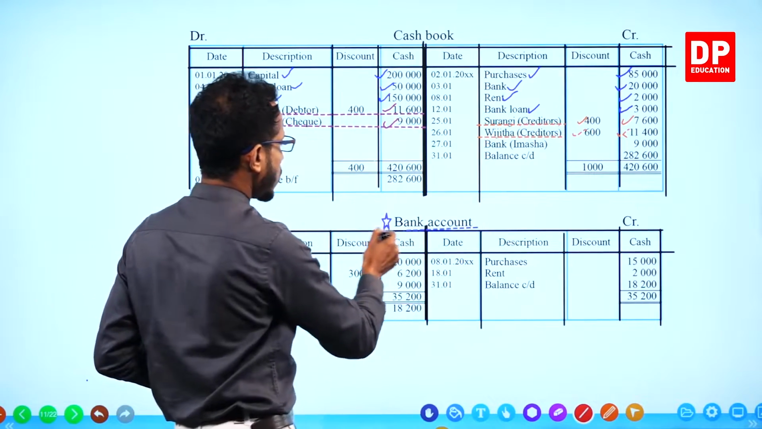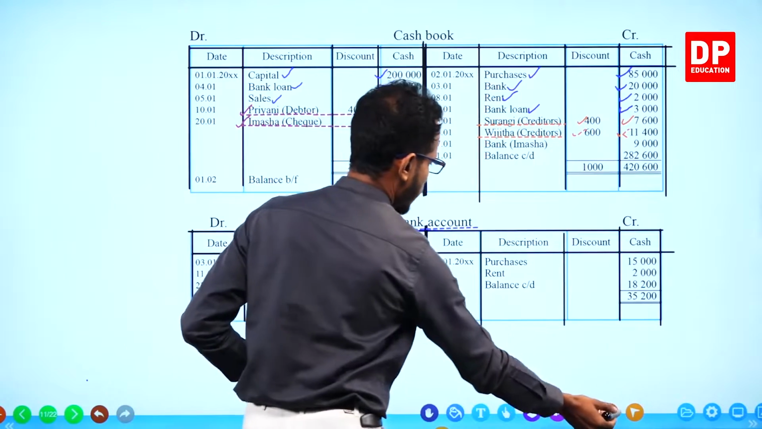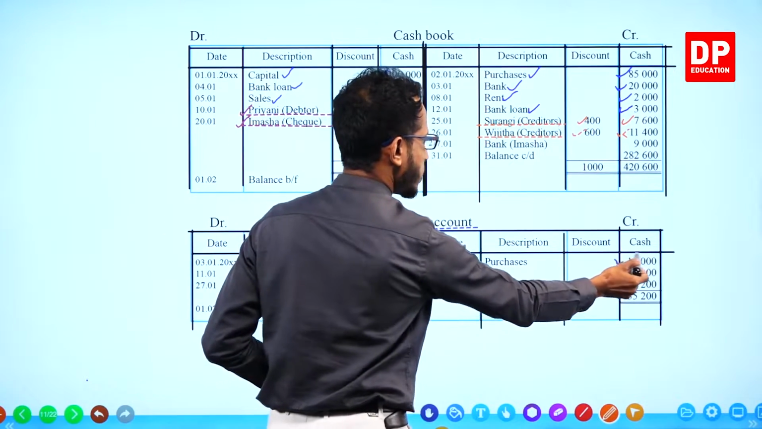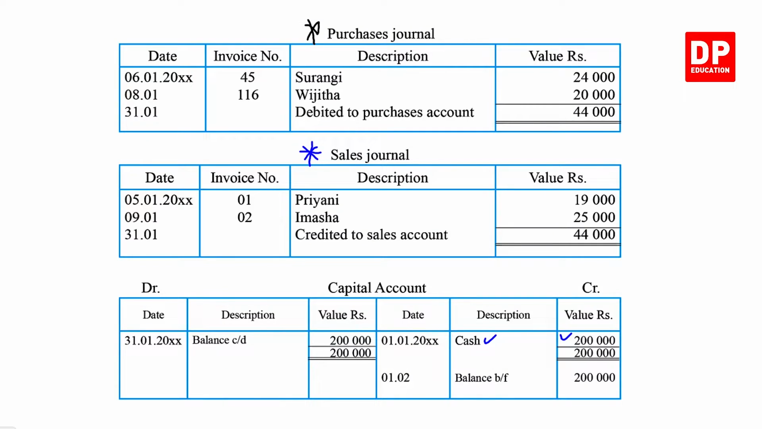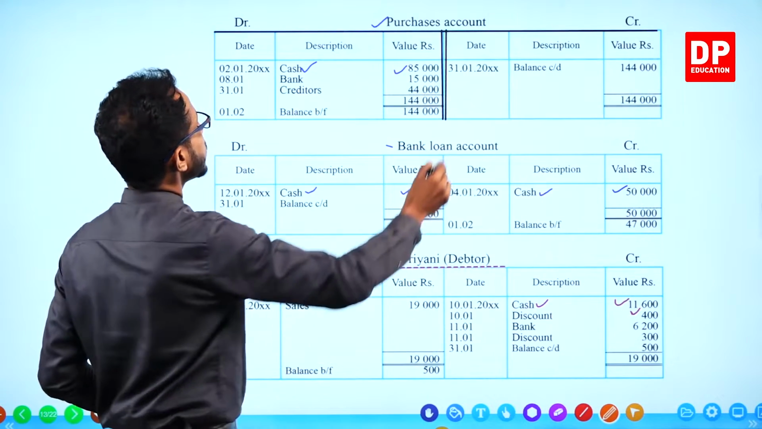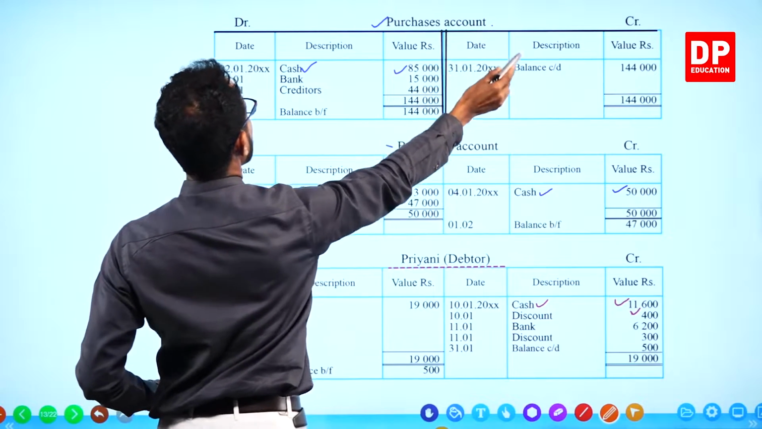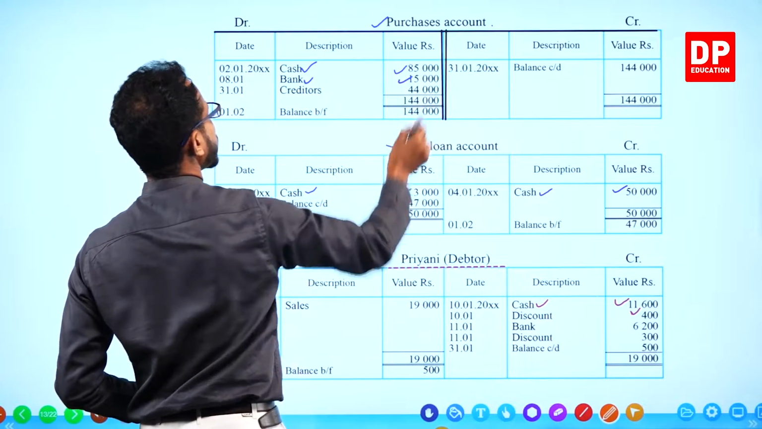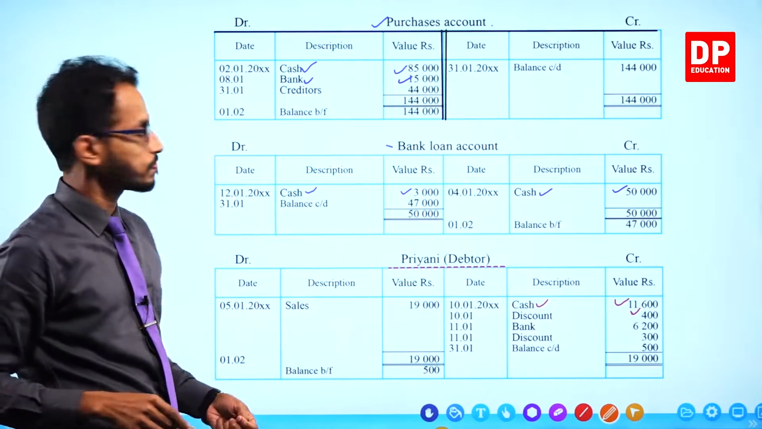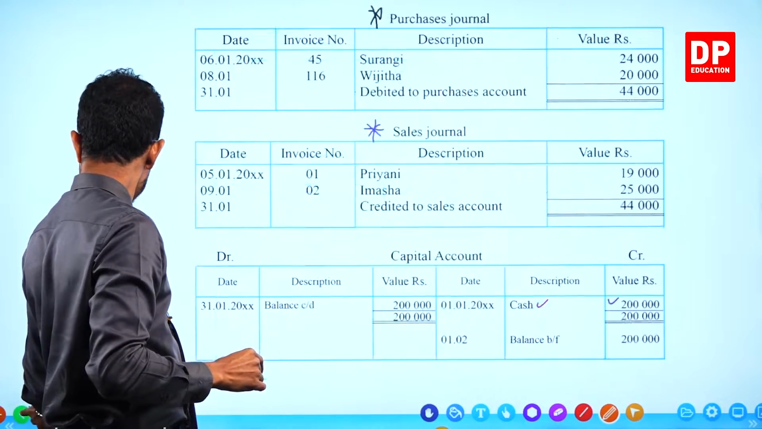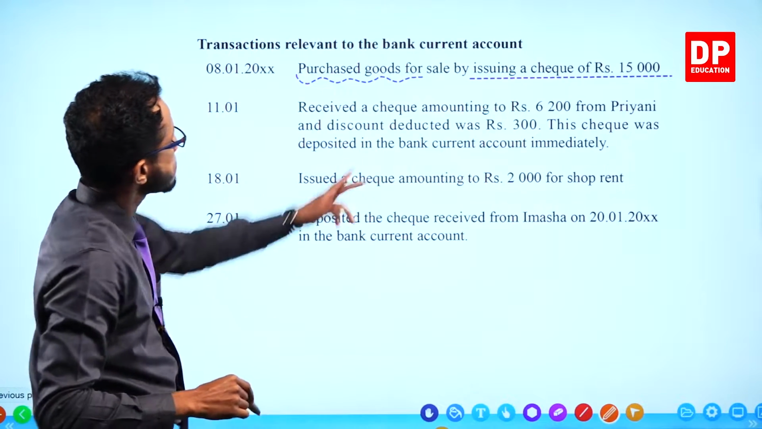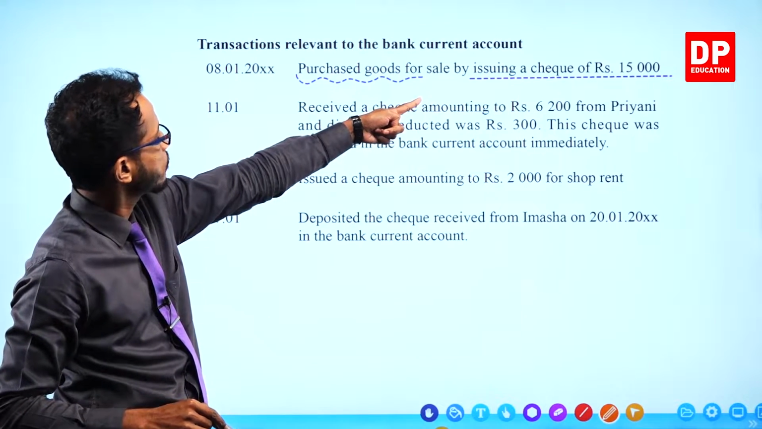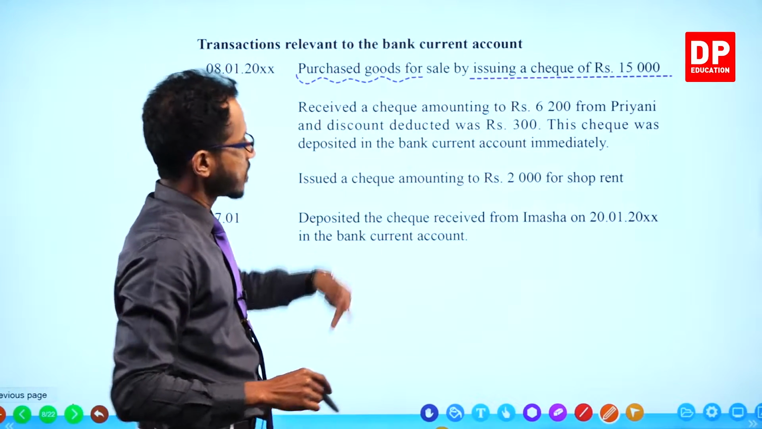This is our bank account. It is credited 15,000 as purchases. And purchases account should be debit. There you go, bank and 15,000. What else? Okay. This is done.